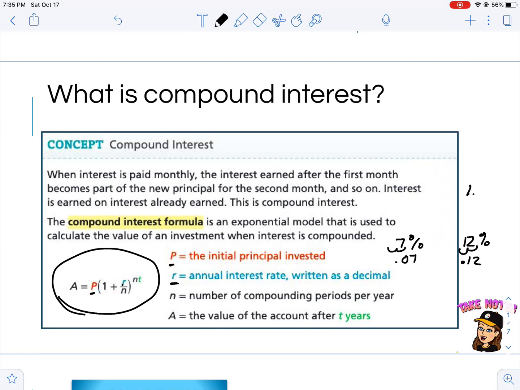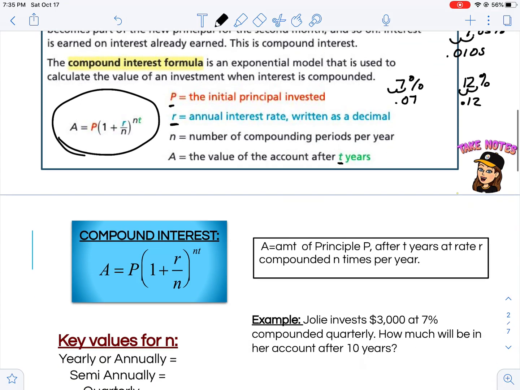Sometimes they're really funny, like if you had 1.05% and we move that over 2, it'd be 0.0105. So just always move it over 2 spaces, and then you just get what you get at that point. N is the number of compounding time periods, and we're going to talk about what all the different options are. Like you could have weekly, monthly, daily, yearly, things like that. And then A is the value of your account after so many years. T is always going to be in years when we're using the compound interest formula.